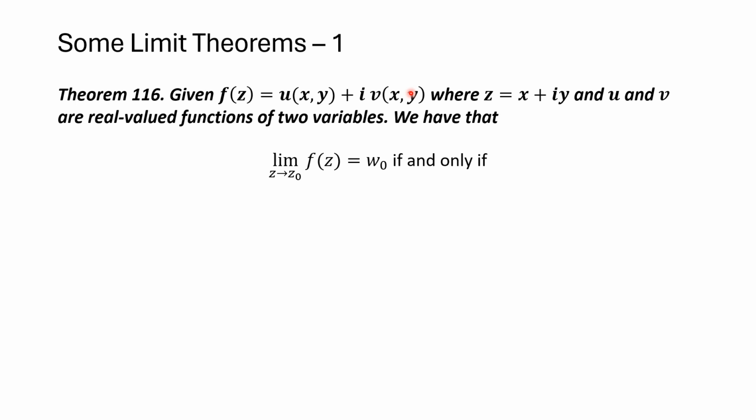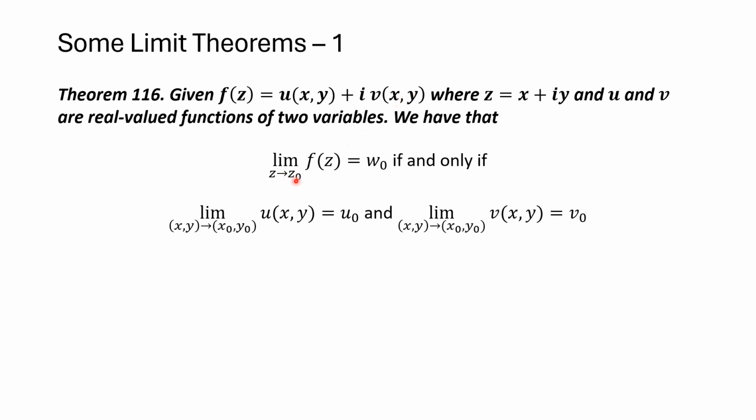And the theorem is basically this: if the limit of f of z as z approaches z sub 0 equals some value w sub 0, that happens if and only if the two limits for the real part and the imaginary part also exist and equal u sub 0 and v sub 0, where u sub 0 is the real part of w sub 0, and v sub 0 is the imaginary part of w sub 0.